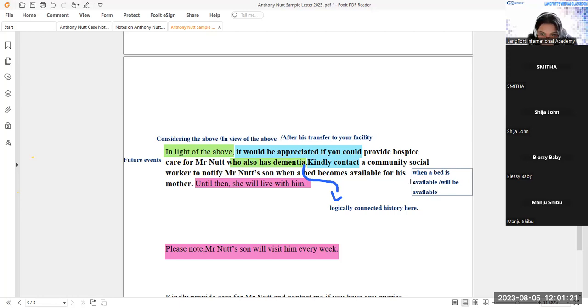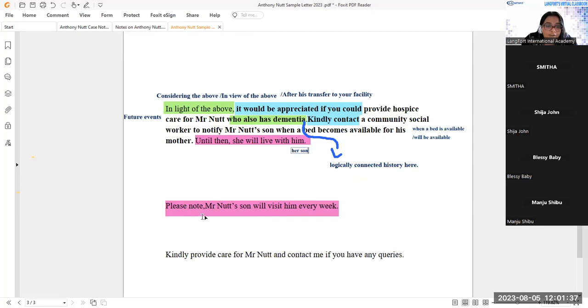Until then, and don't say till then, that is a bit less formal. Until then is much more formal. Until then, until you do that, she will live with him, or she will live with her son. You can say that. Now, last one, I have please note.